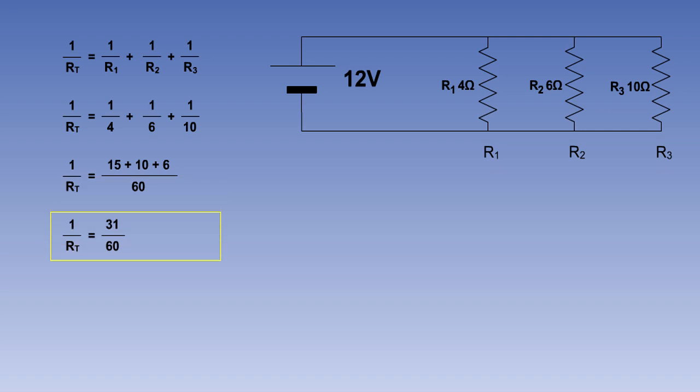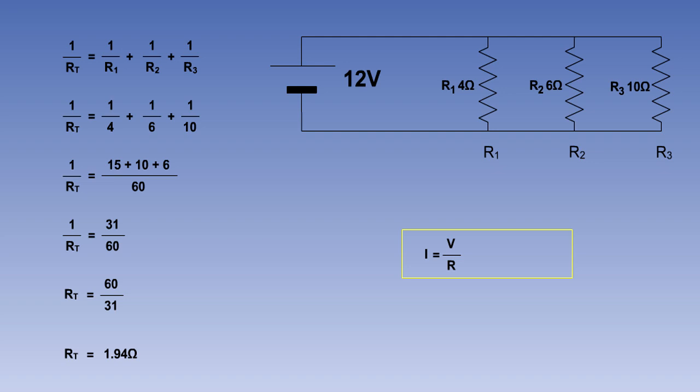1 over RT equals 31 over 60. To get RT, we need to invert this, so RT equals 60 over 31, or 1.94 ohms.